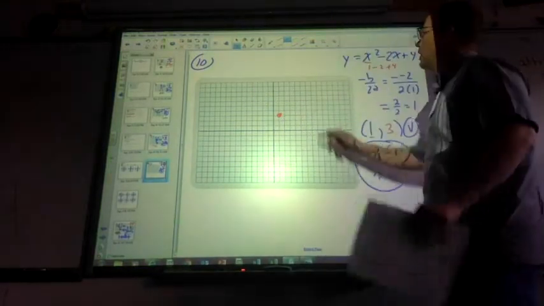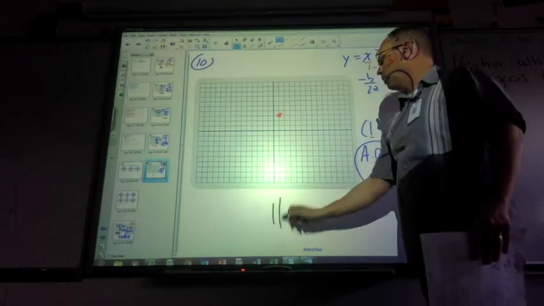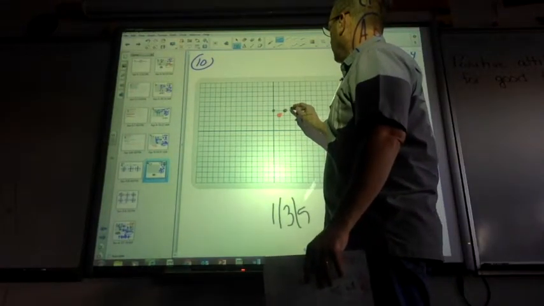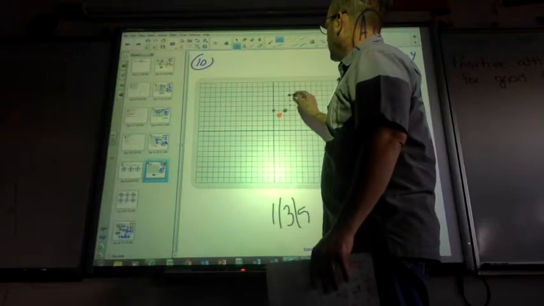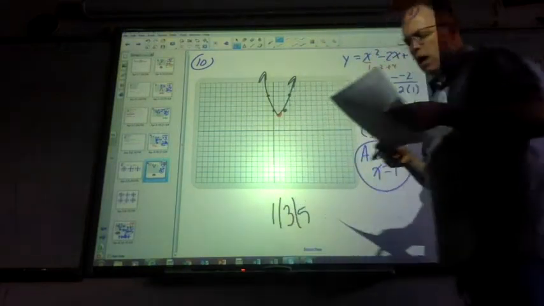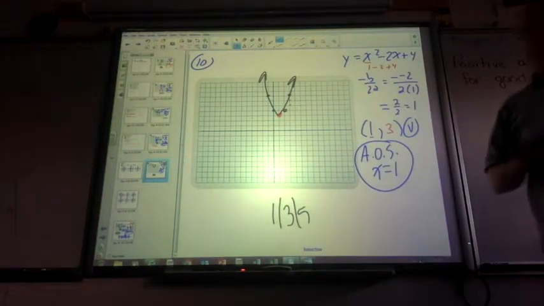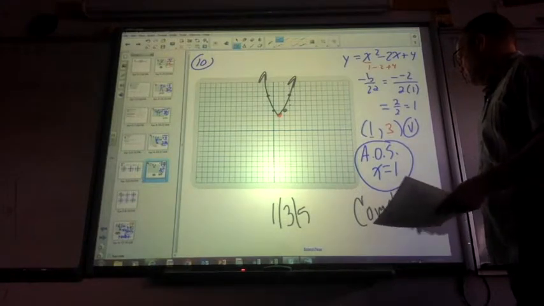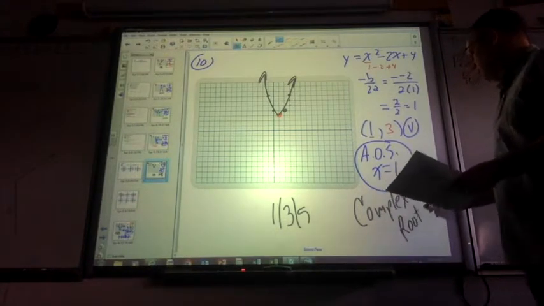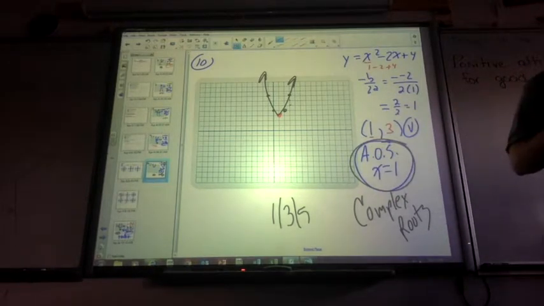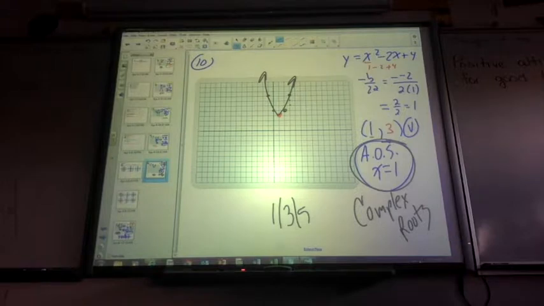Does pattern graphing work on this one? Yeah, it works as 1, 3, 5. So right 1 up 1, left 1 up 1, right 1 up 3, left 1 up 3. Roots: complex roots, because it does not cross the x-axis. Love it. And then my axis of symmetry we found right there. That's a 3-point problem. Number 9 was a 4-point problem.